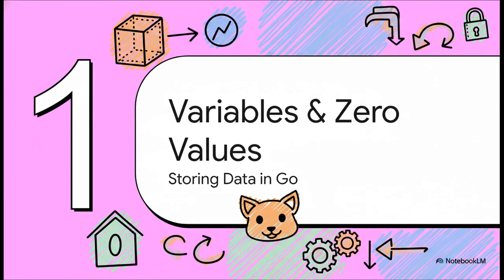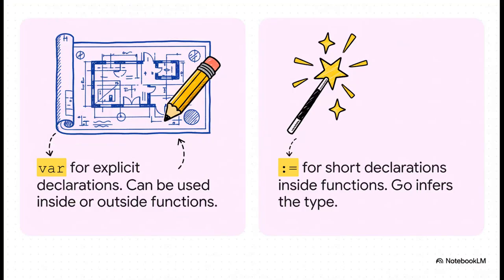Okay, so let's kick things off with the most basic piece of the puzzle, the variable. It's where we store our data. And you'll see right away that Go's approach is all about being simple and safe. So you've got two main ways to do this. First up is the var keyword. This is your classic, explicit way of doing things. It's super clear and it's great for when you might not have a value for it just yet.